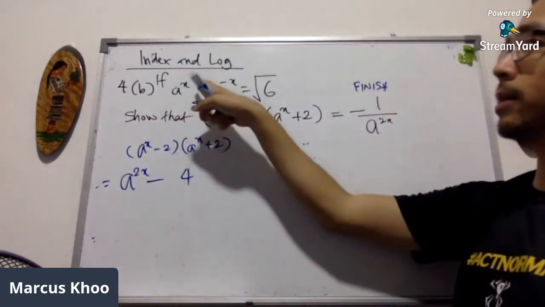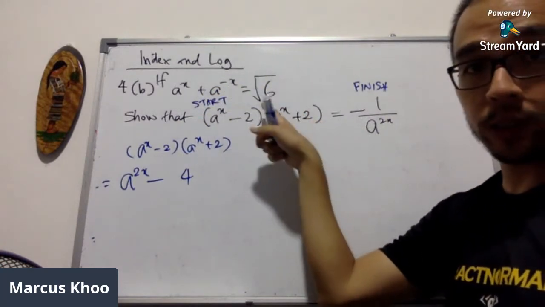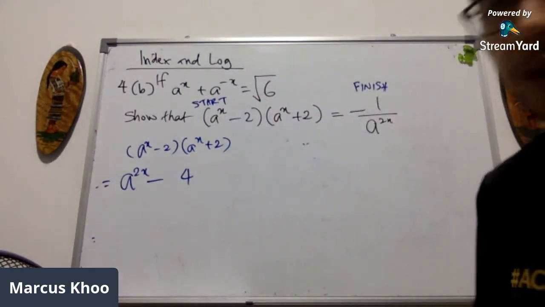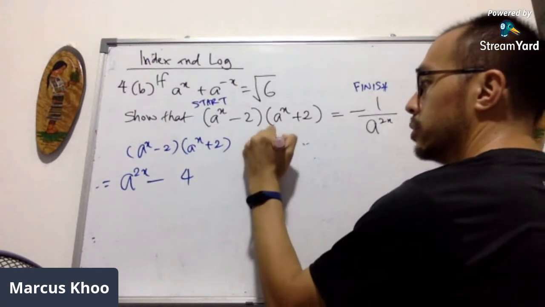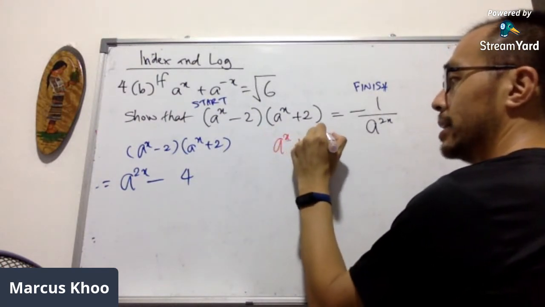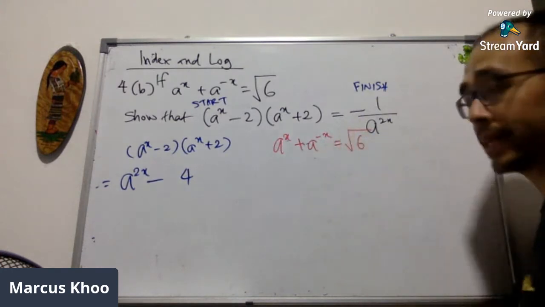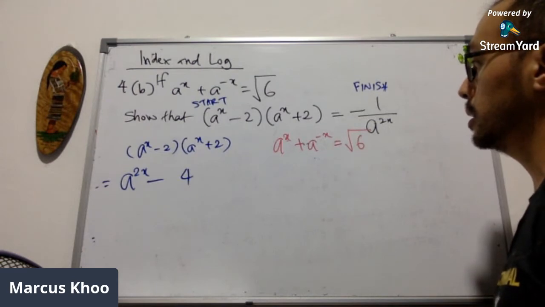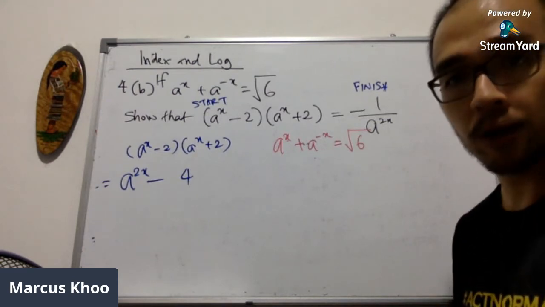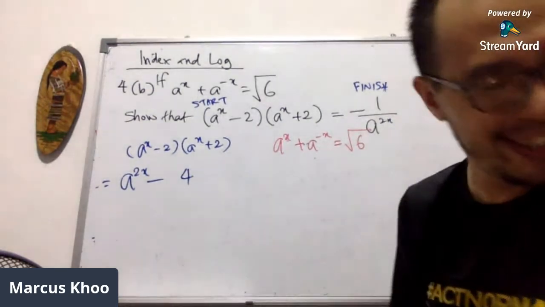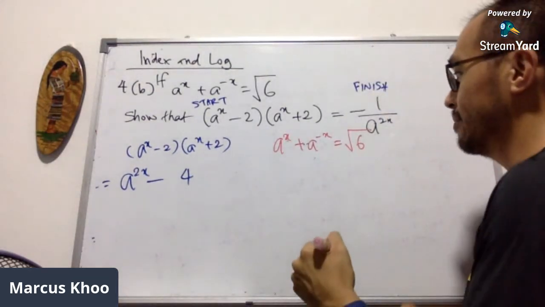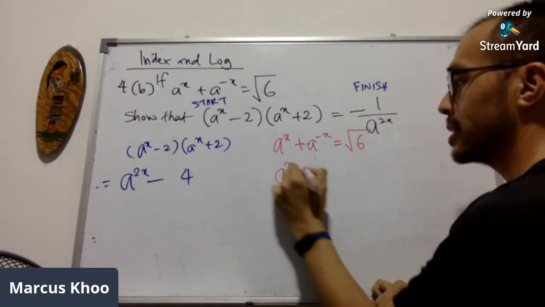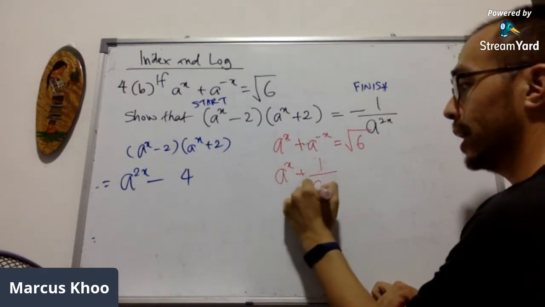It says a to the power of x plus a to the power of minus x equals to 6. I'm going to change color. I'm going to use red now. A to the power of x plus a to the power of minus x equals to the square root of 6. Actually, this question is giving me a bit of a hint. So this will be a to the power of x plus, I'm going to change this to 1 over a to the power of x.